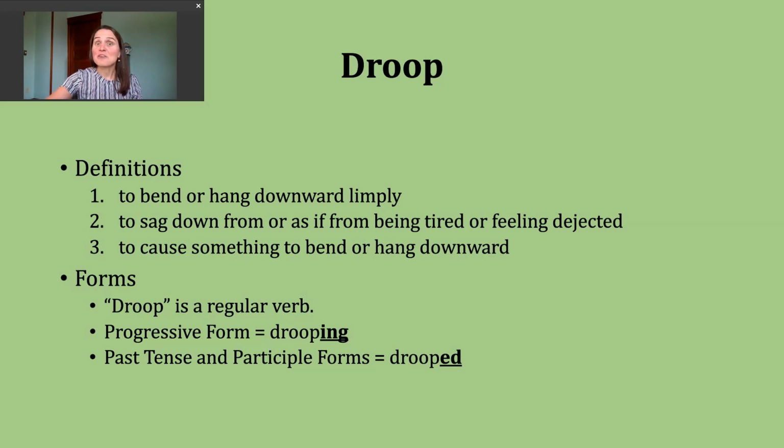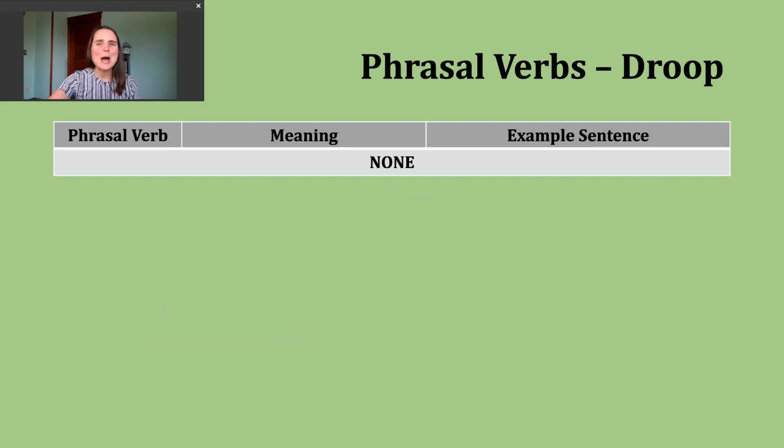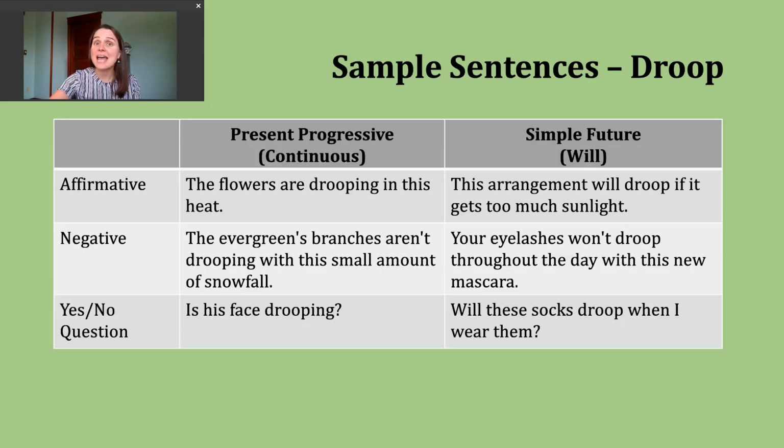Okay? Now, you might be happy to know we're not going to talk about any additional phrasal verbs today, so instead, we'll begin practicing our verb of the day in a couple different verb tenses. Today, we're going to practice the present progressive, also known as the present continuous, and the simple future with a focus on will. Let's start with the present progressive.